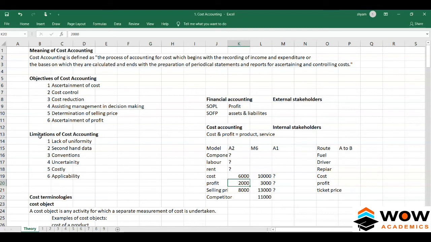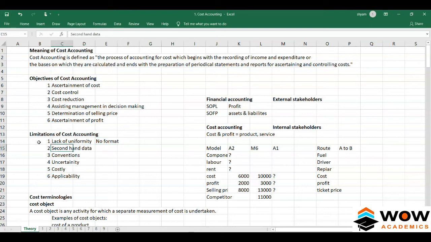Let's look at the limitations of cost accounting. The first limitation is lack of uniformity. There is no particular format for cost accounting, and there are not even accounting standards. As there is no standard, every company can prepare their cost accounting in the format or way they want. So you cannot compare two companies' cost accounting at all.